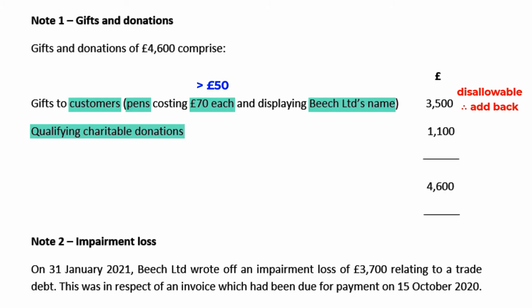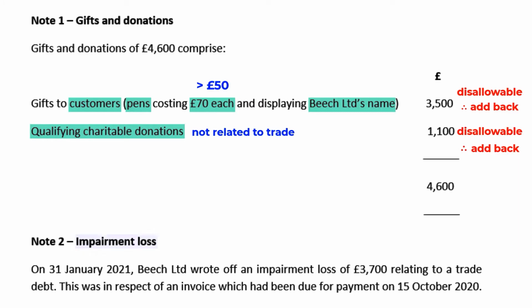Qualifying charitable donations do not relate wholly and exclusively to trade. Therefore, that would by default be an add back. However, for corporation tax purposes, if there are enough profits available, then you can potentially get a deduction as a qualifying charitable donation. But when working out tax adjusted trading profits, it is not wholly and exclusively for trade, therefore add back.